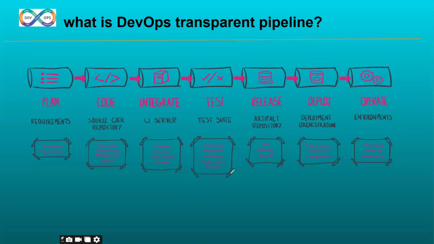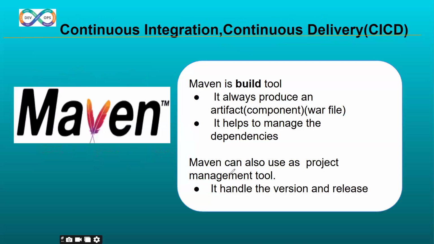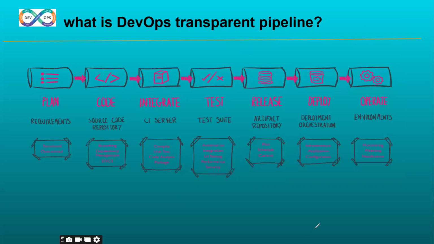By helping of Maven, we can build all our developer lines of code. Once it is built, all the developer lines of code are continuously integrated, making working software, and continuously delivered by helping of our Jenkins.